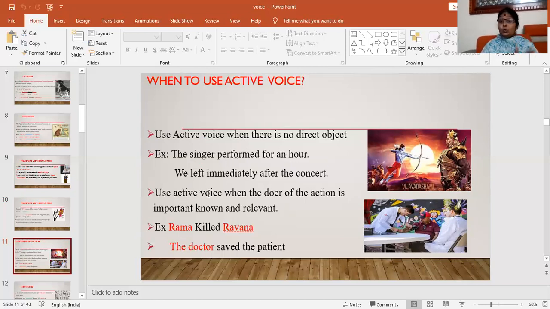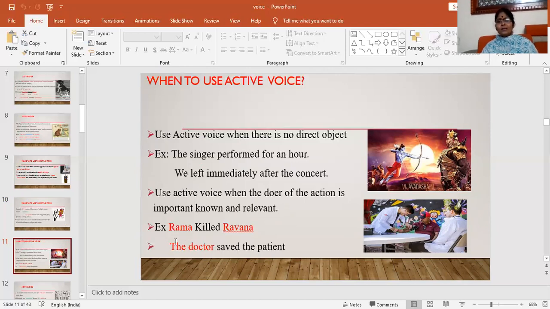Secondly, use active voice when the doer of the action is important and known or relevant. When you know who the doer is, then you should use active voice. When the doer is relevant, then we use active voice.